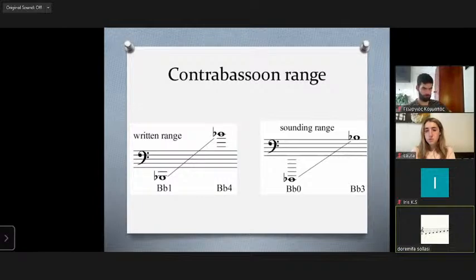And well, its lower note is this one, B flat three. So it goes from here up to here. Let's continue.